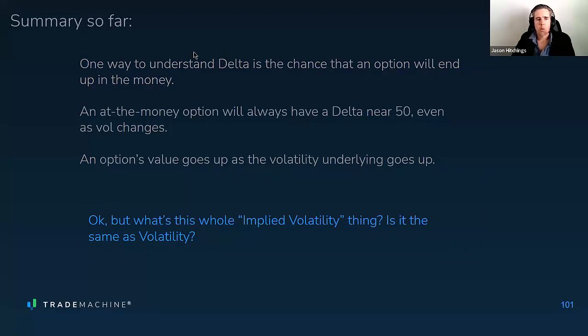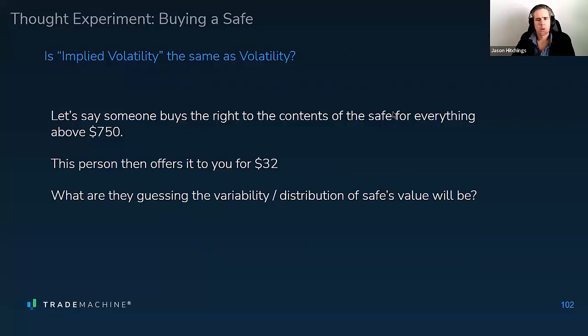So we talked a decent amount now about volatility, but what's implied volatility? Is that the same thing? Well, let's just take the scenario. Let's say that you own this safe and someone comes to you and says, hey, if I can have everything above $750, I'll give you $32. What does that tell you about what they think the volatility is? What does that tell you about what they think the distribution of money in the safe could be?